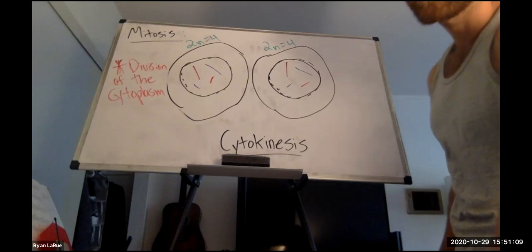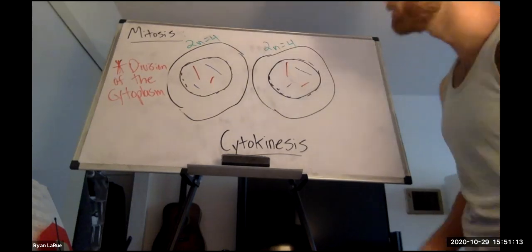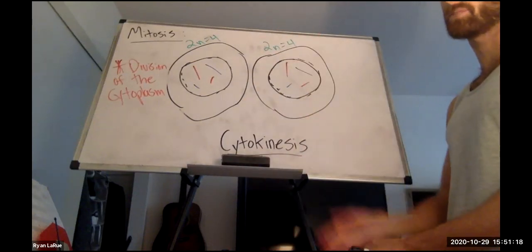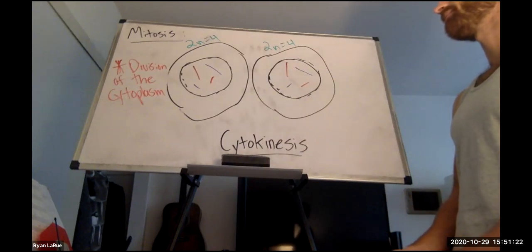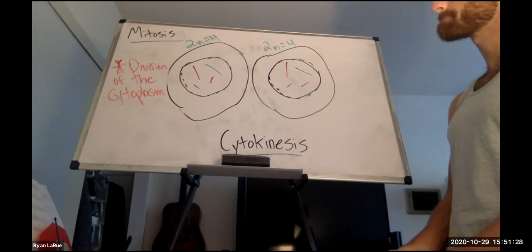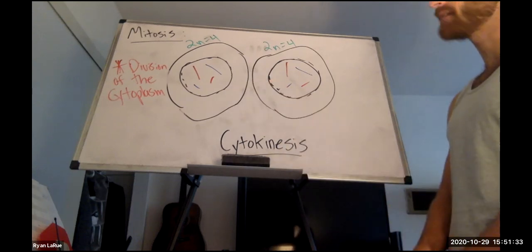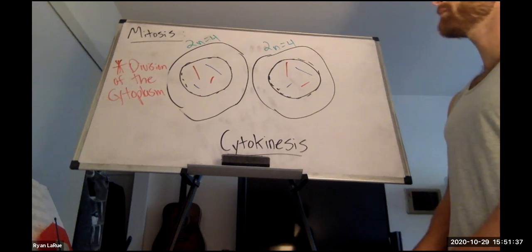And so you still have all of the same amount of information in each new cell. That's the key here. Division of the cytoplasm. The cytoplasm divides into two. So each of these new cells still has 4 sets of information. Pretty amazing.